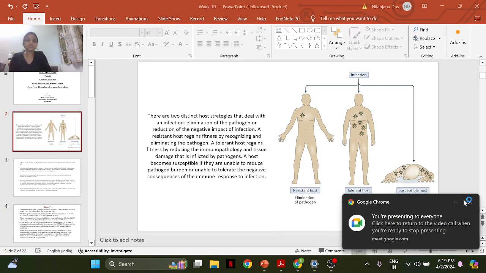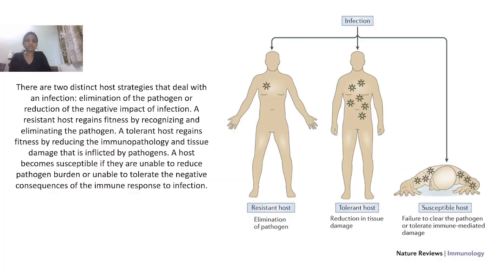First, before going on to influenza viruses, we will understand, we all know that there are three types of hosts. Host means a person who is getting infected. So infection can target any of these three types of hosts. First is a resistant host, second is a tolerant host, third is a susceptible host.